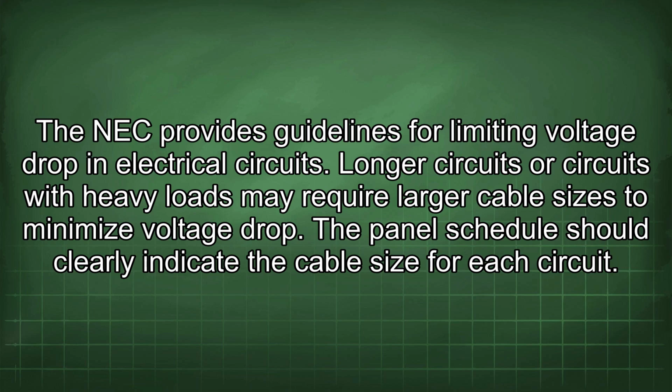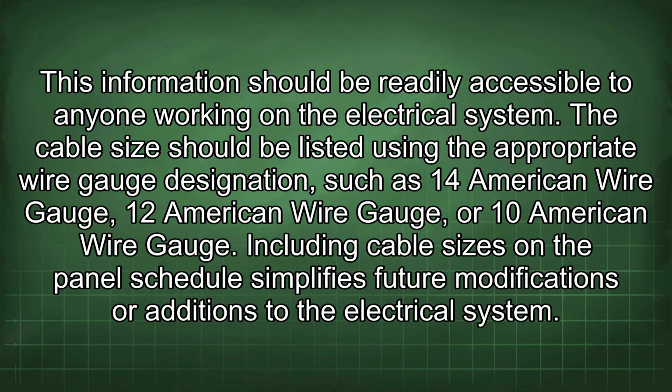The panel schedule should clearly indicate the cable size for each circuit. This information should be readily accessible to anyone working on the electrical system. The cable size should be listed using the appropriate wire gauge designation, such as 14 American wire gauge, 12 American wire gauge, or 10 American wire gauge.